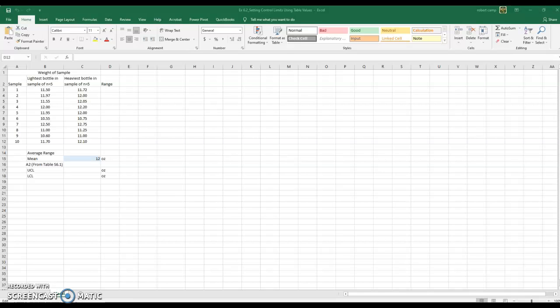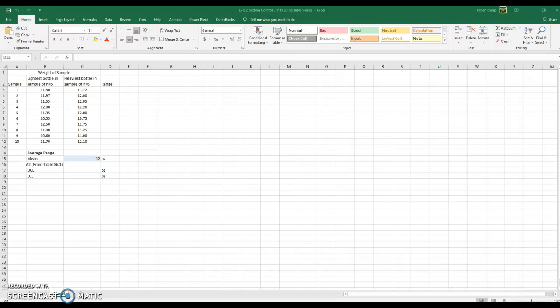So in the last one, in 6.1, we had done the mean plus or minus our standard deviation times the z-value divided by the square root of the sample size. And so this time we're actually going to use our table, and our table is table 6.1 in our textbook.